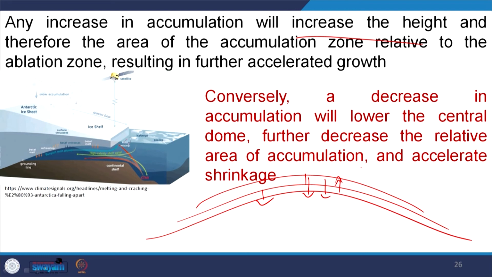Conversely, a decrease in accumulation will lower the central dome, further decrease the relative area of accumulation and accelerate shrinkage. So once we are removing from the system, we are also decreasing the system like this. Addition or loss, that means accumulation and ablation, occurs at these zones. Once we decrease the accumulation, the dome height will decrease, while the ablation zone is on this side and that side.